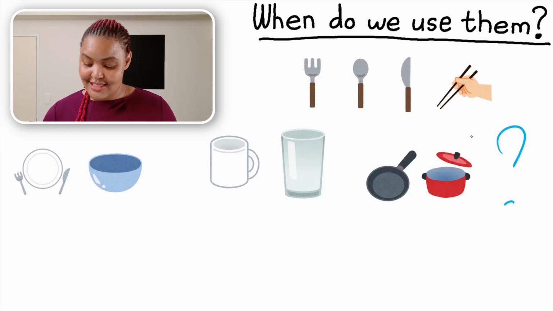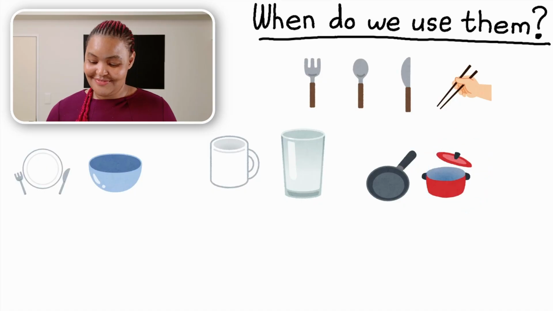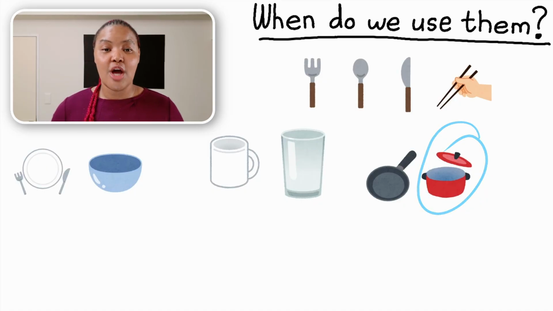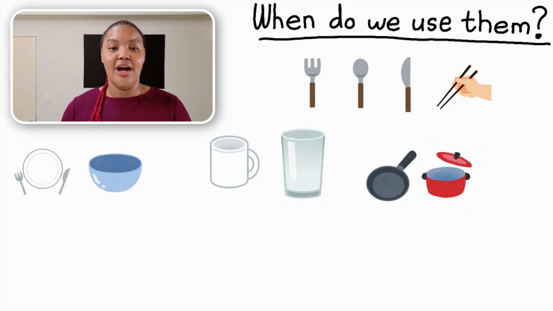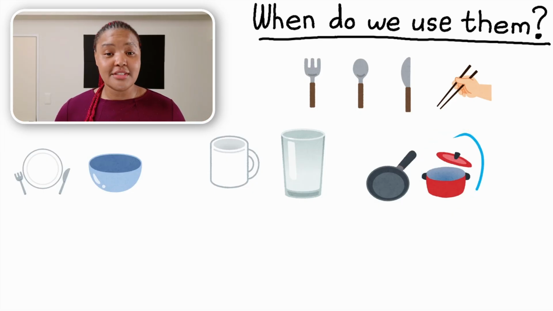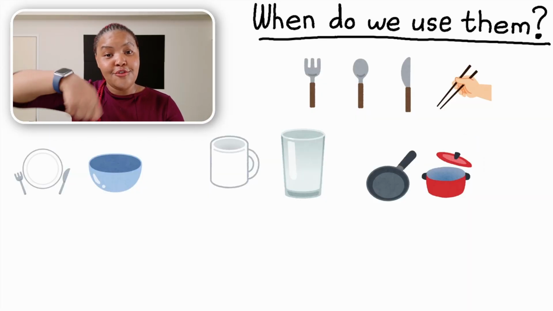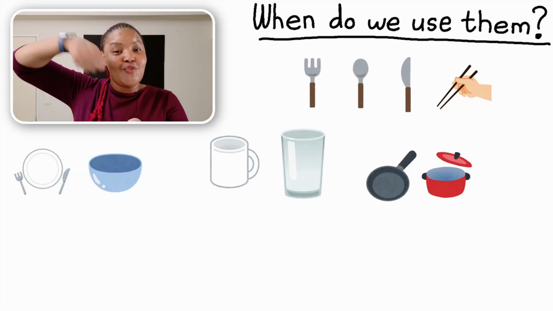What is this? This is a pot. A pot. When do we use a pot? For cooking food. For cooking.